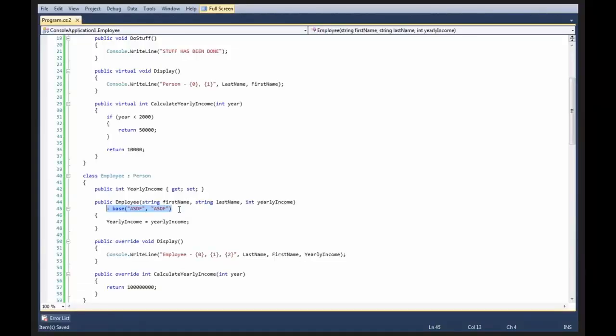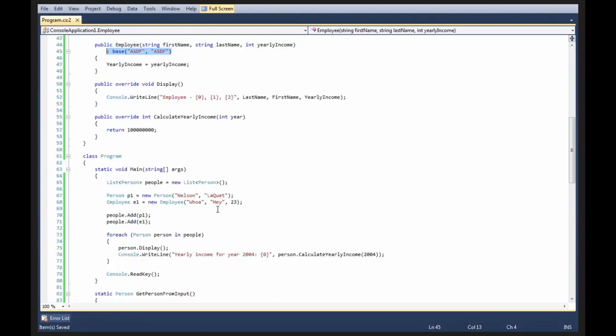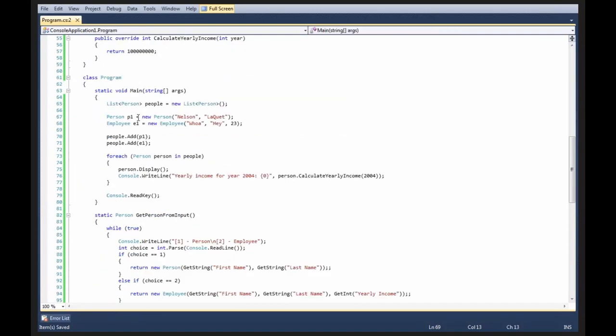You have an array of persons and you have one as an employee, how is the memory arranged? Remember the difference between null and a thing that exists? Remember how we have to instantiate things? Like, you notice I say person P1 equals new person, employee E1 equals new employee.